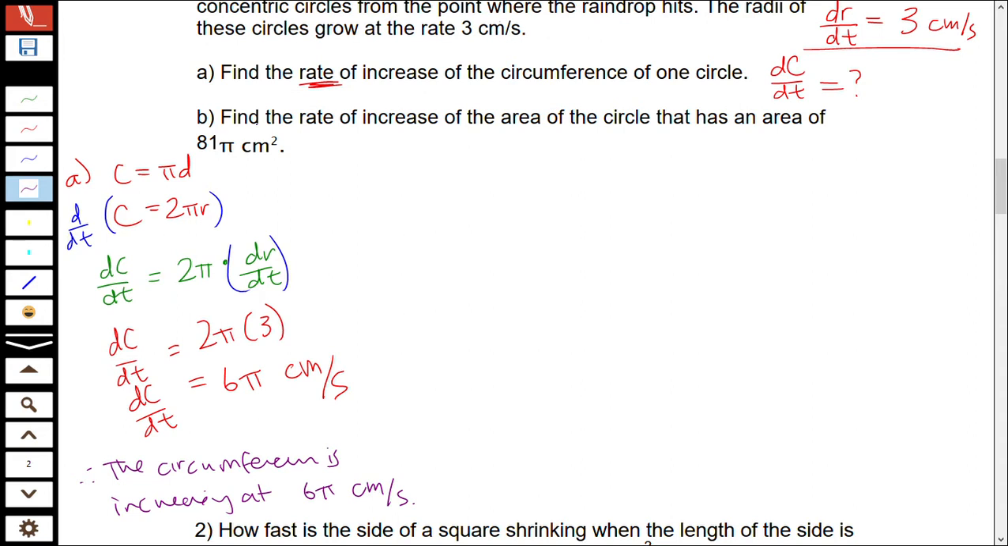Okay, now let's look at B. Find the rate of increase of the area of the circle. So now instead of the circumference, I want to know how fast the area is increasing. That has an area of 81 pi.